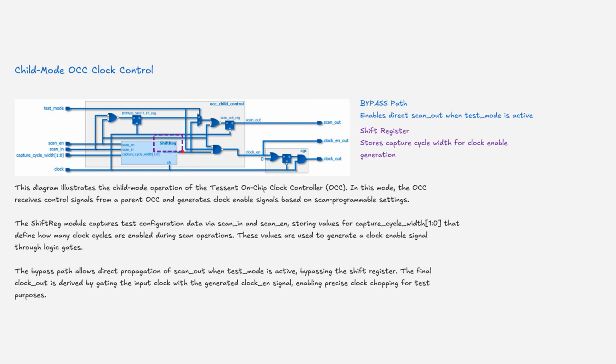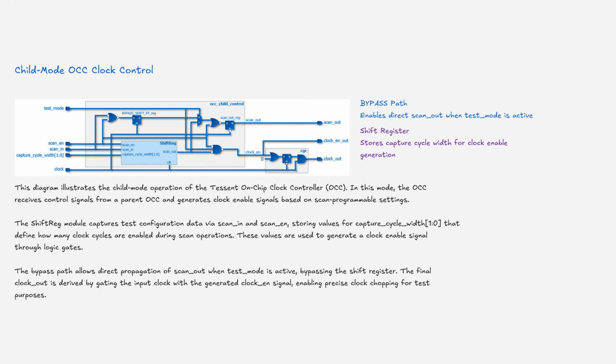These values are used to generate a clock enable signal through logic gates. The bypass path allows direct propagation of scan-out when test mode is active, bypassing the shift register. The final clock out is derived by gating the input clock with the generated clock enable signal, enabling precise clock chopping for test purposes.